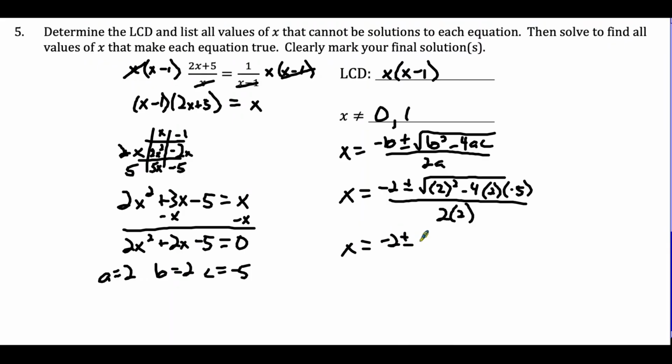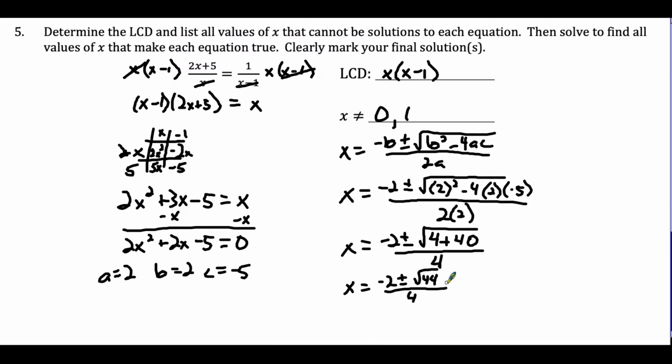So inside of my square root, 2 squared is 4, and then negative 4 times 2 times negative 5 would be plus 40 all over 4. So I can add those together inside the square root. That would be 44. Now from here, there's two things I want to check. First, is this a perfect square? Is 44 a perfect square?